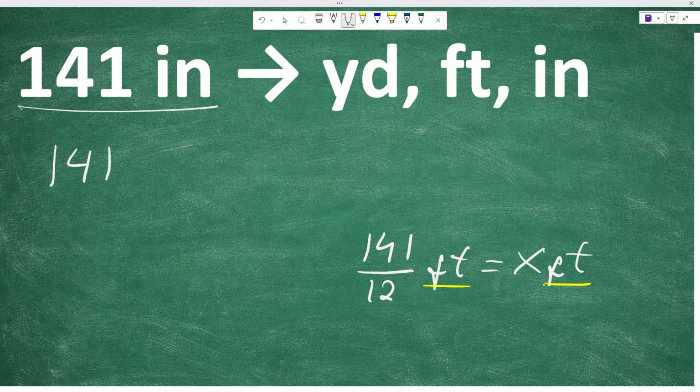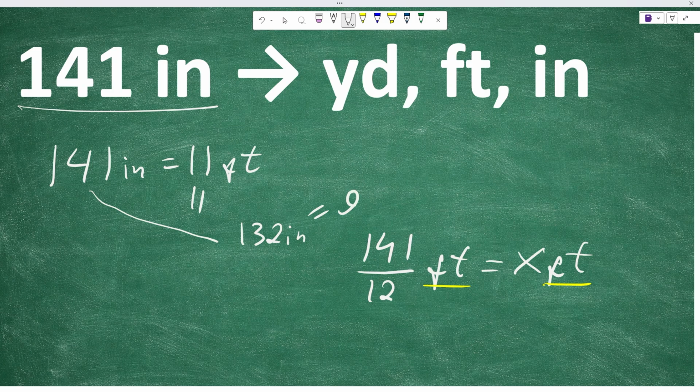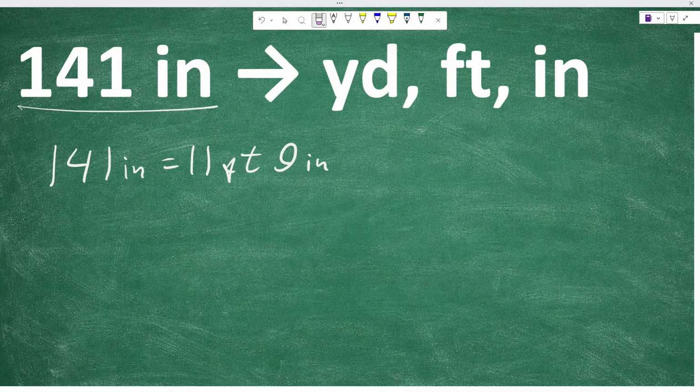141 inches is 11 feet, 11 whole feet. So how many inches is 11 feet? 11 feet times 12 is 132 inches. And to find out the remainder, we subtract 132 from 141, and we get 9 inches. So 141 inches is 11 feet and 9 inches. But our problem asked for yards, feet, and inches. So we move to step 2.